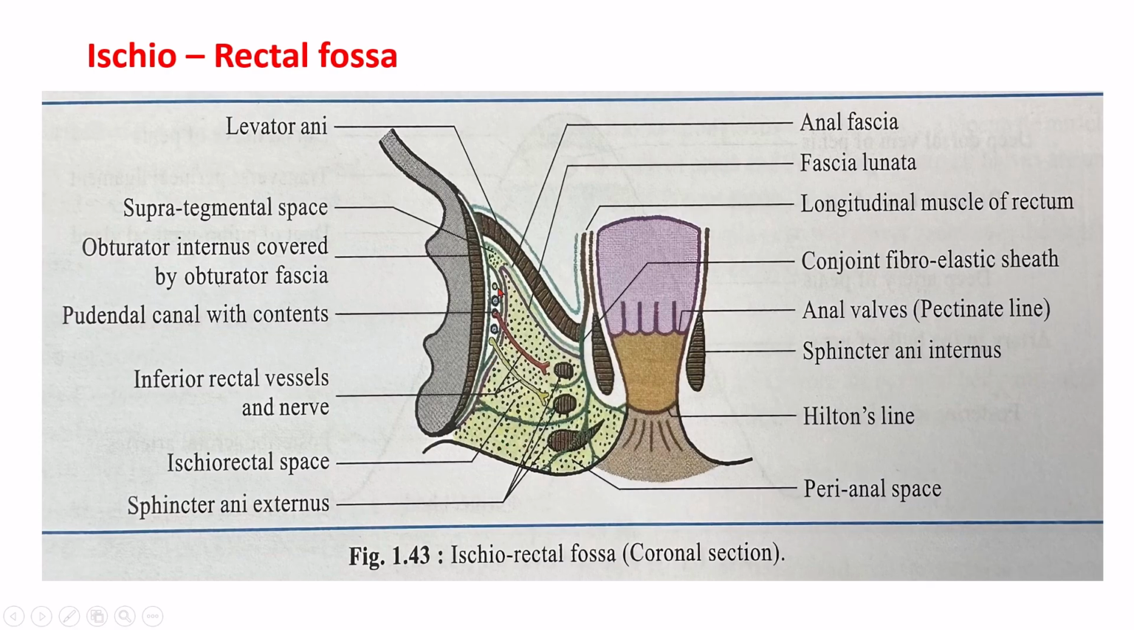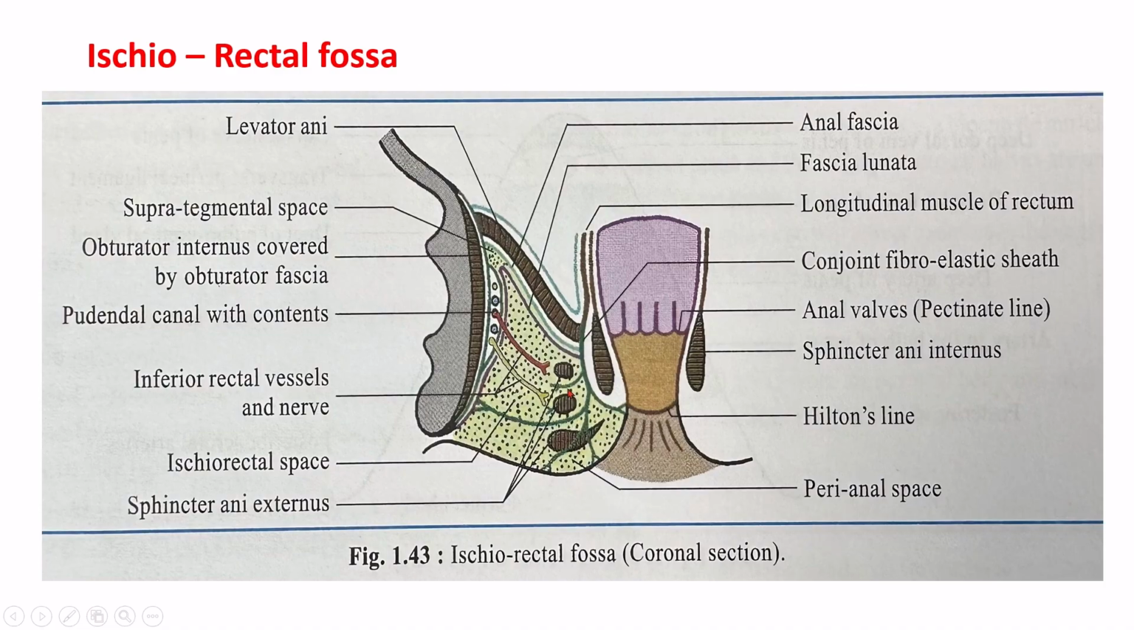As you observe here in the lateral wall, you can also see the pudendal canal with its contents, namely the pudendal nerve and its branches and the internal pudendal vessels. You can see the inferior rectal vessels traversing the space from lateral to medial wall. Here you can see the sphincter ani externus. Here you can see the conjoined fibroelastic sheath, which is formed by the fusion of the longitudinal muscle of the rectum with the levator ani.